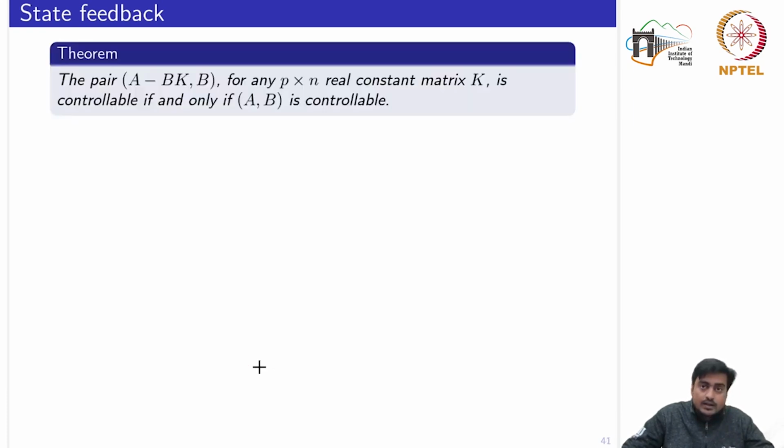Again, recalling the important results we discussed for the single variable case. For the multivariable case, the pair (A minus BK, B), for any p cross n real constant matrix K, is controllable if and only if the pair (A, B) is controllable. This is the key result, and in fact this is the starting point as well. If the pair (A, B) is not controllable, we cannot ensure that the closed loop pair would also be controllable.